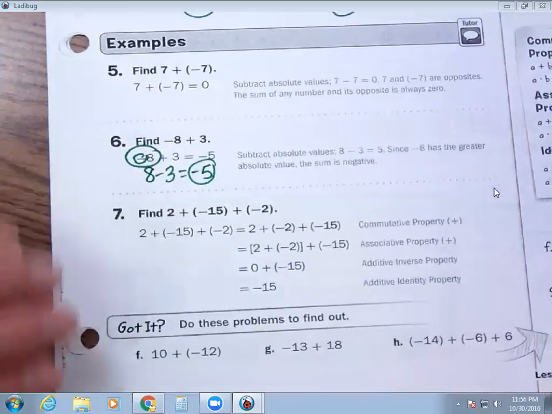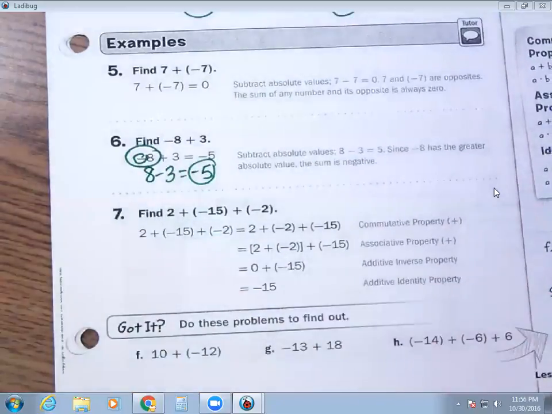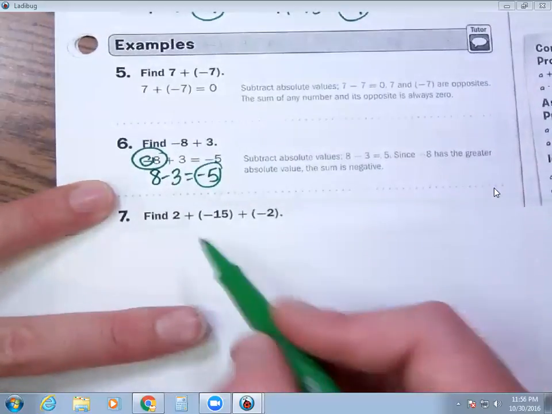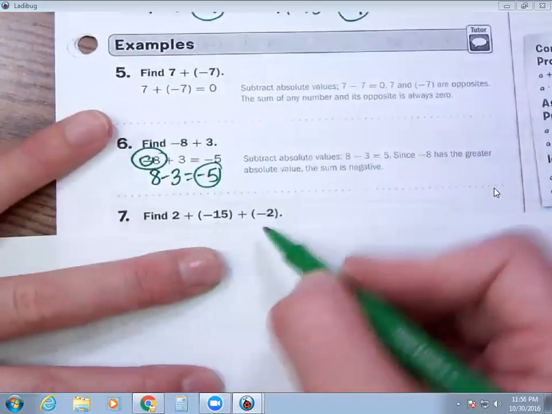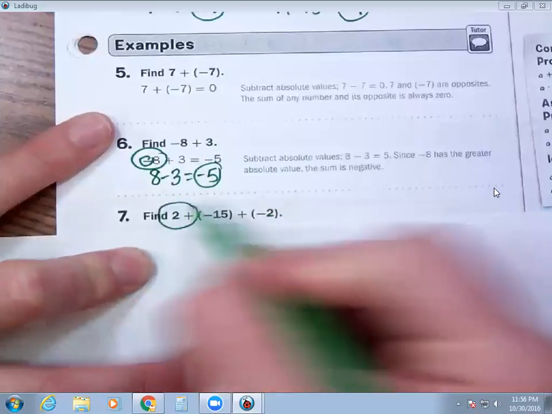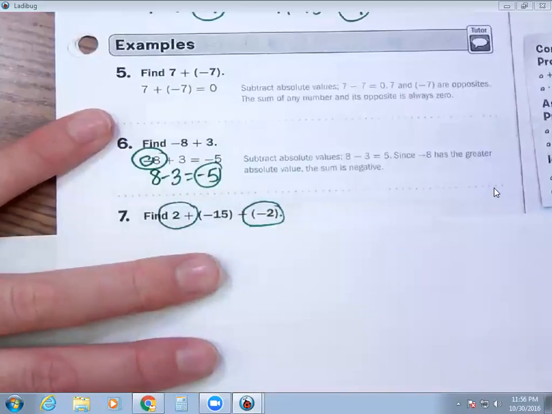Well, let's put that together. See this problem here? We've got 2 plus negative 15 plus negative 2. But guess what? I see a positive 2 and a negative 2. What do I know about those?